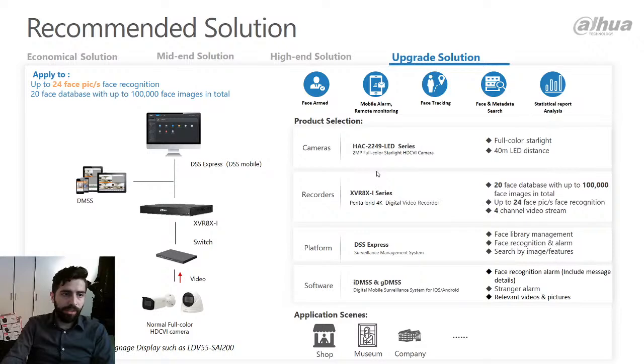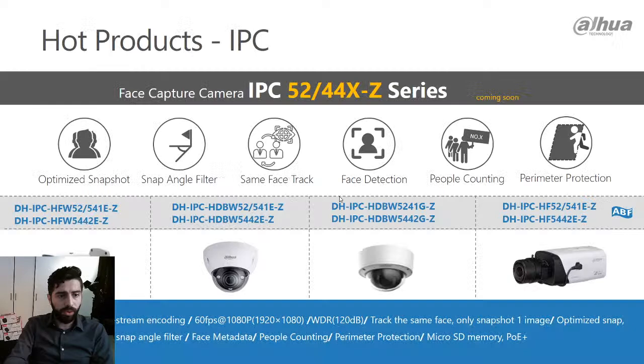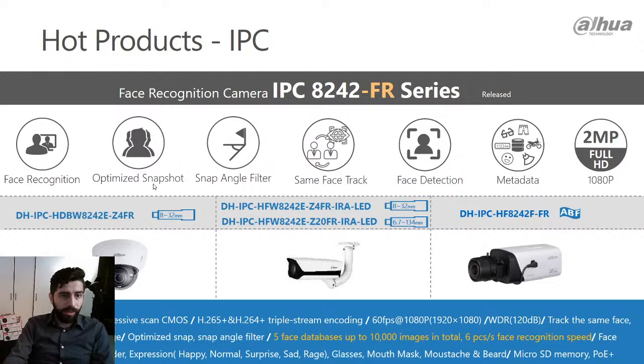You can do it by yourself. So we have the hardware products, the products that are recommended. For example, we have this camera. They have face detection, the same face track, snap angle filter, optimized snapshot, people counting, perimeter protection. You can use these types of cameras. This one also can be used. This one has the metadata, for example. So depending on your requirements, you can use them.